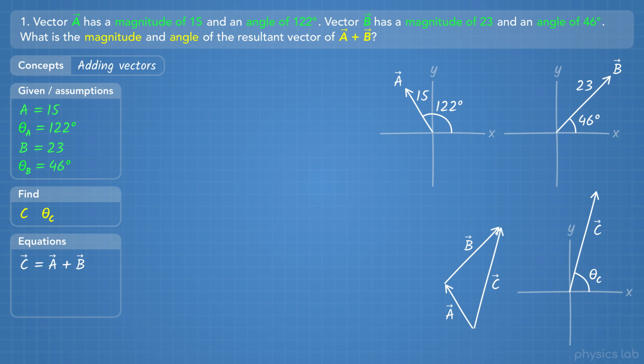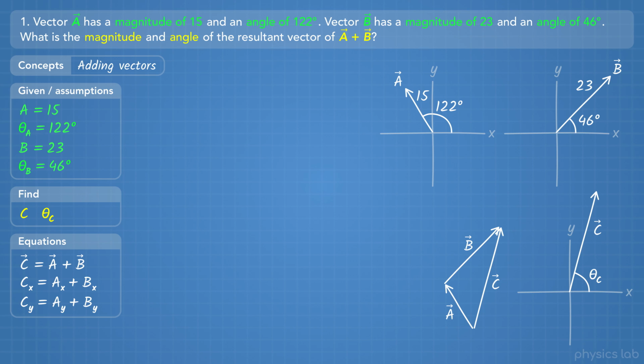Okay, so what are the steps for adding two vectors? And what equations could we use to solve this? We learned that if we're adding vectors, we can find their individual components and then add those together to find the components of the resultant vector. Then we can use those to find its magnitude and angle.